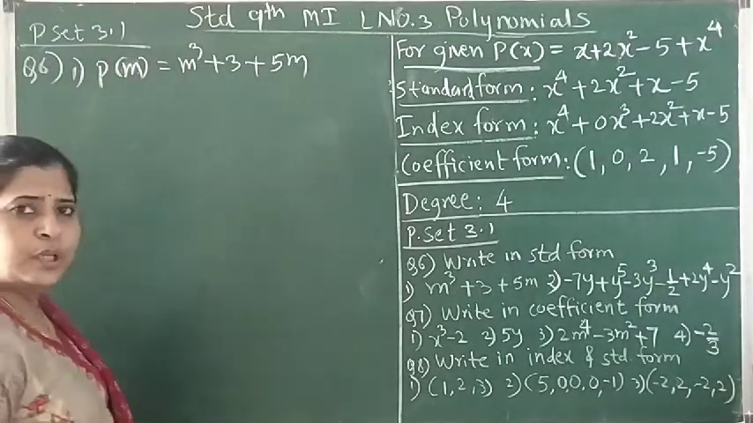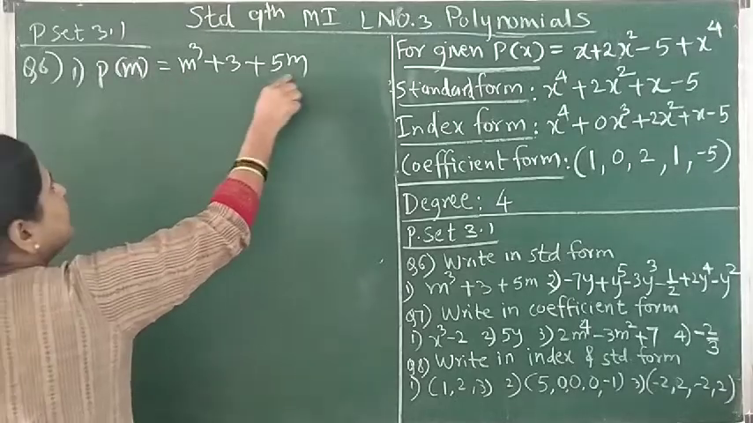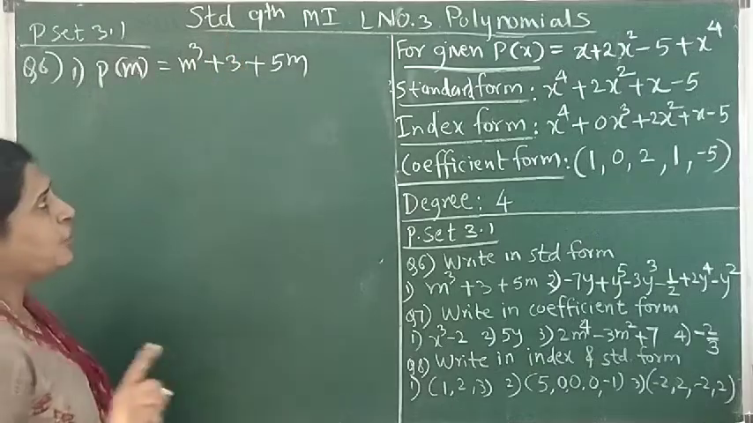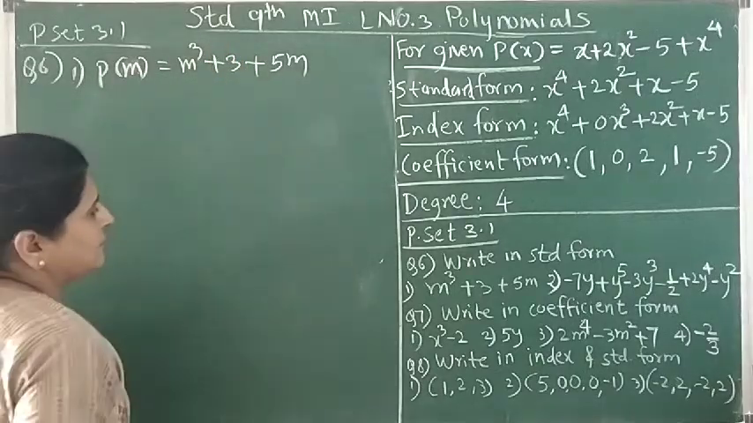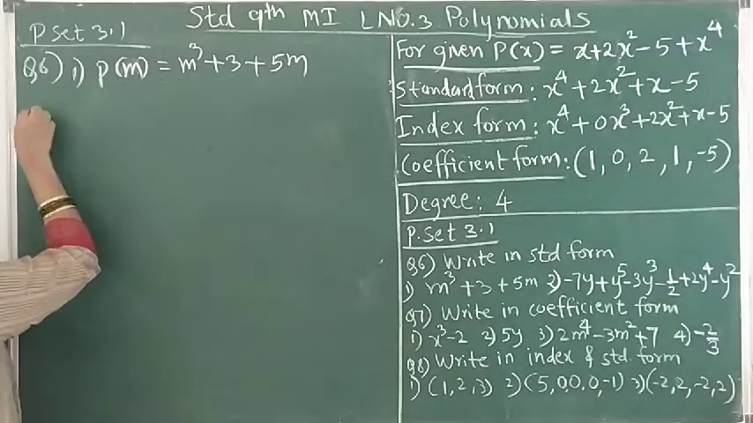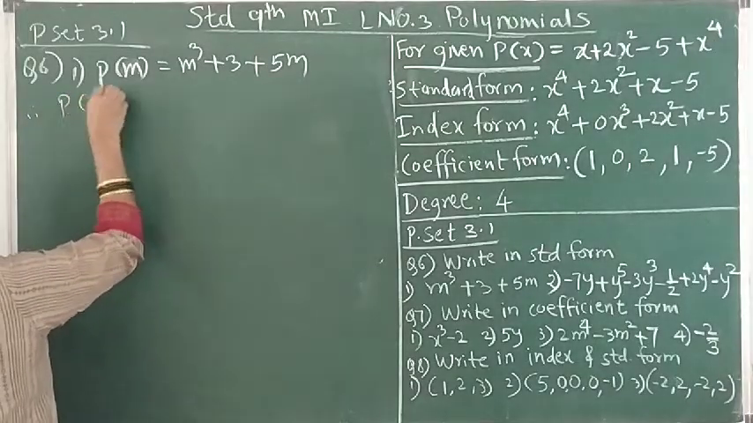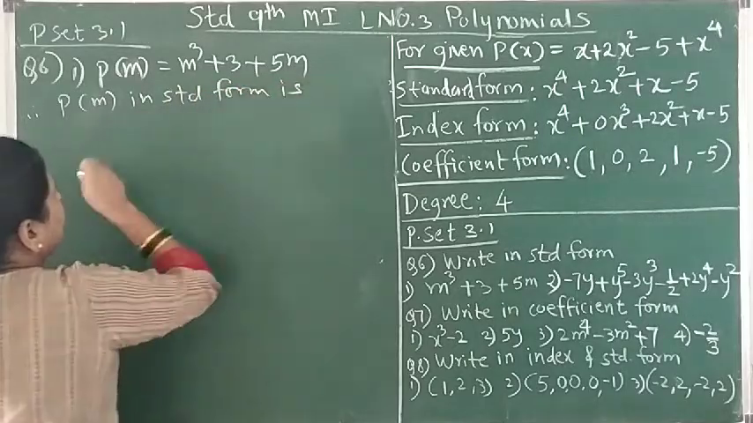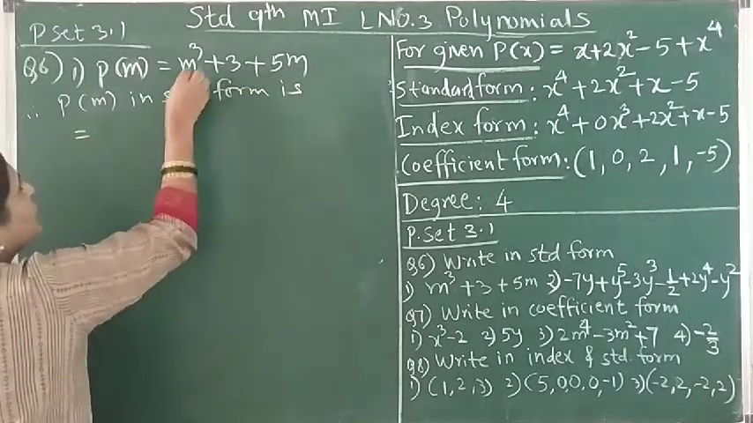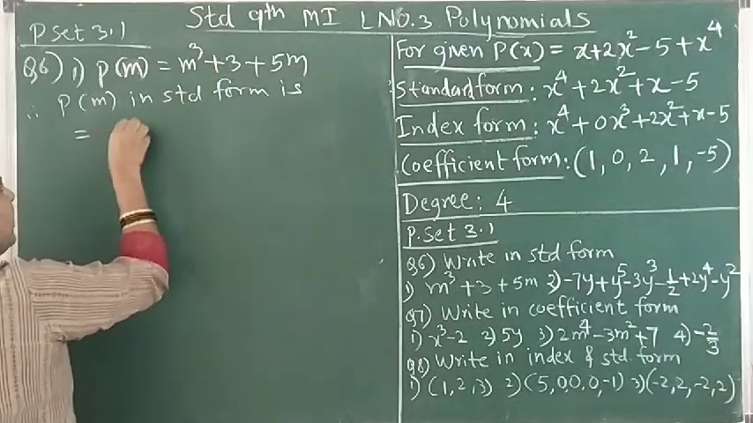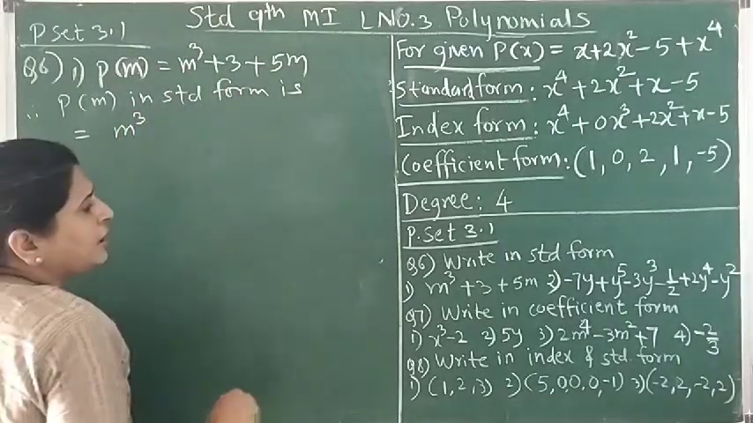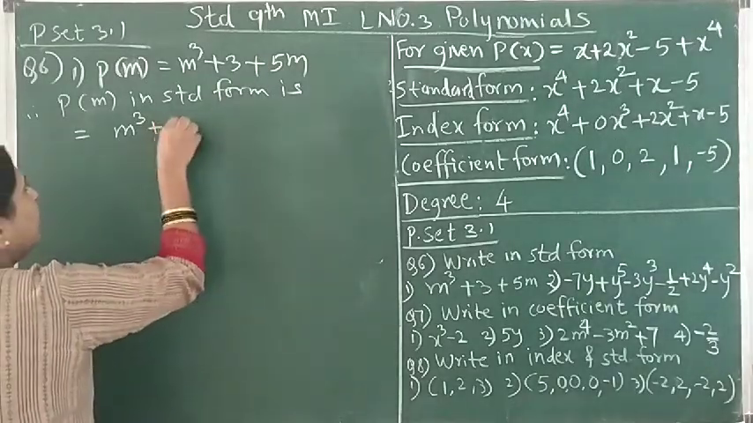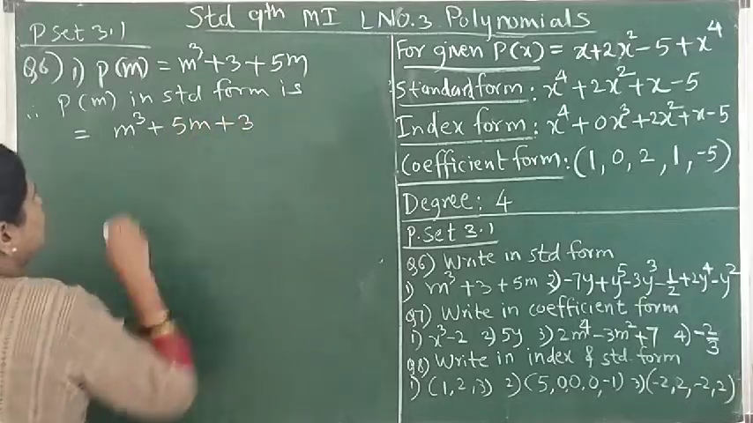So there should actually be 4 terms, but only 3 terms are there. Maybe some terms are missing. Which term is missing? M square is missing; the m cube term, the m term and the constant term are there. But as we have to write in standard form, the polynomial in m in standard form is m cube, which you write first. M square is missing, leave it. In standard form we need not write the missing terms. Then plus 5m and then plus 3. So this is your answer.